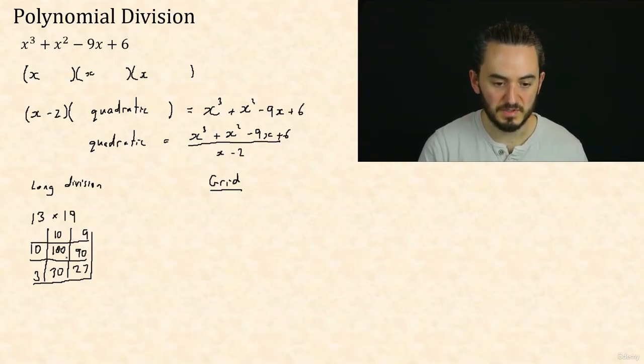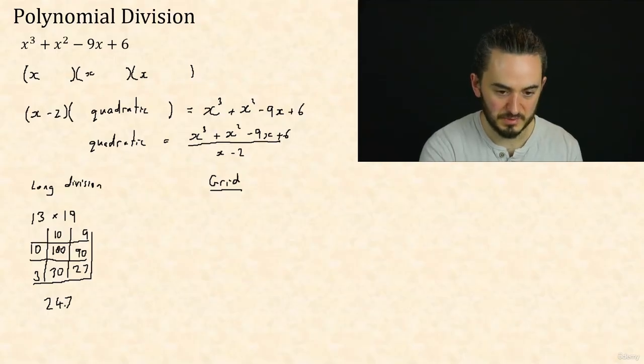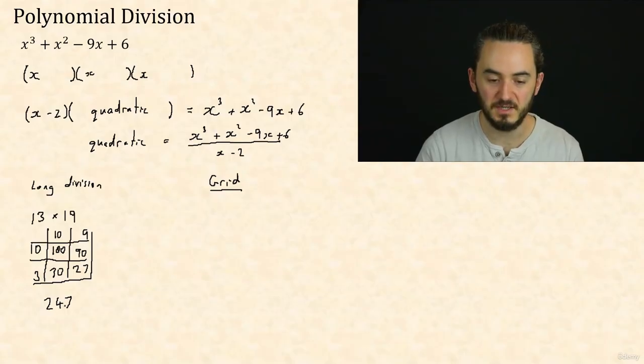And then you just add up all the stuff you see here. So 100, 190, add that 30 is 220, add that 27 is 247. Now just do a little check on my calculator, check I haven't embarrassed myself. Yep, 247 is the answer.